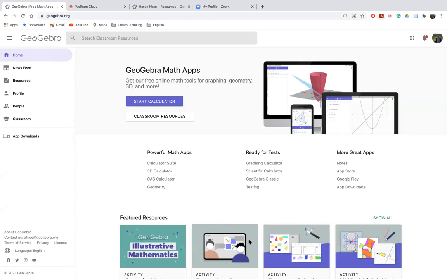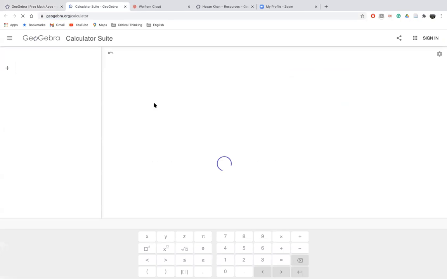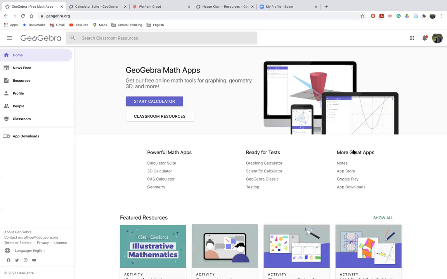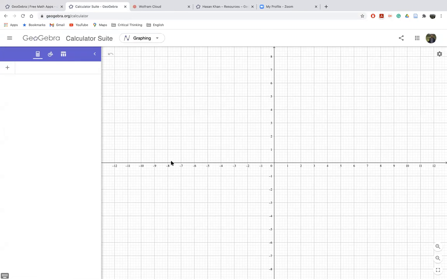If you haven't, if you go to geogebra.org, you will see this kind of home page. If you simply click on Start Calculator, you will see this page. I also want you to create your account, because as I told you, we are going to use GeoGebra a lot. We will do most of our calculations on GeoGebra, so you have to understand this quite well.